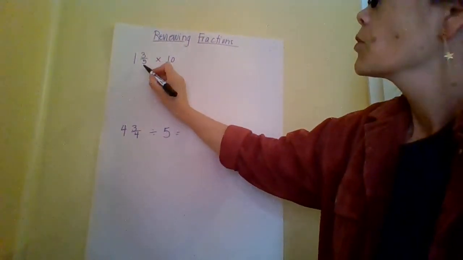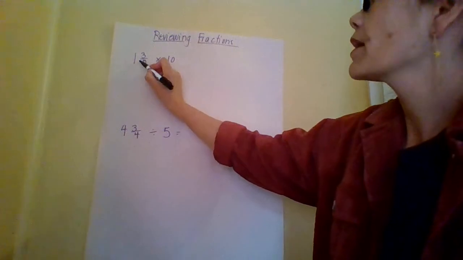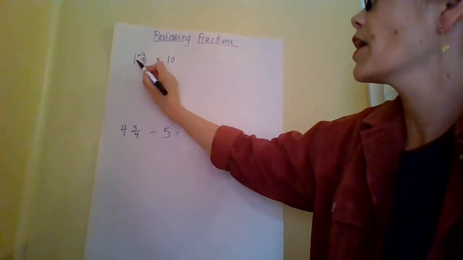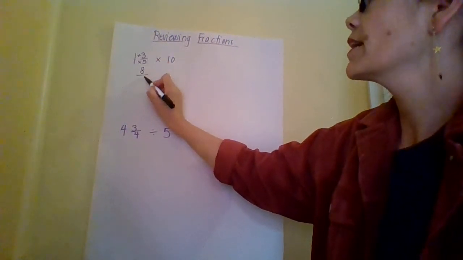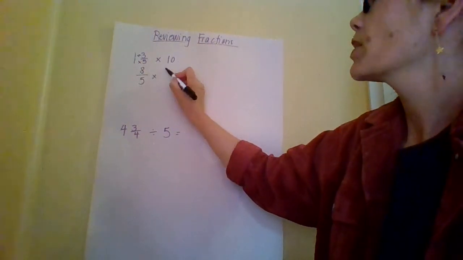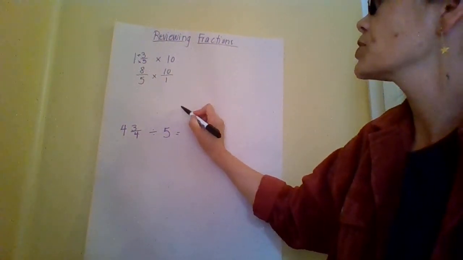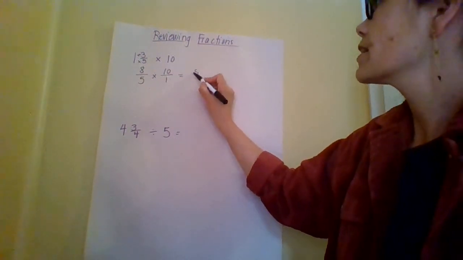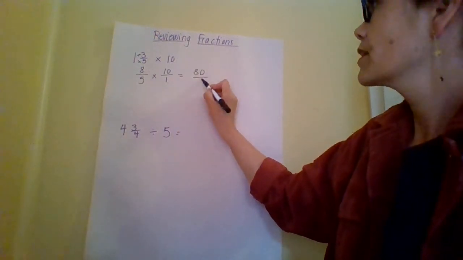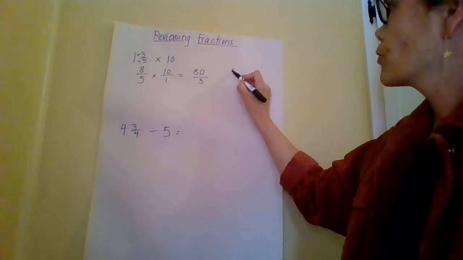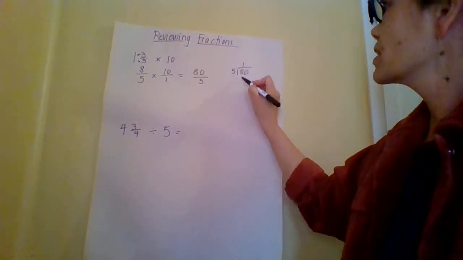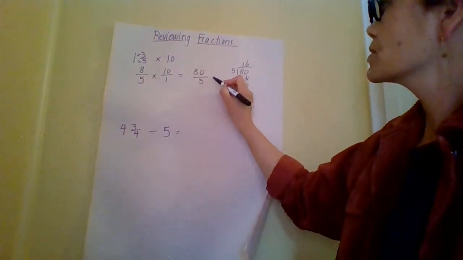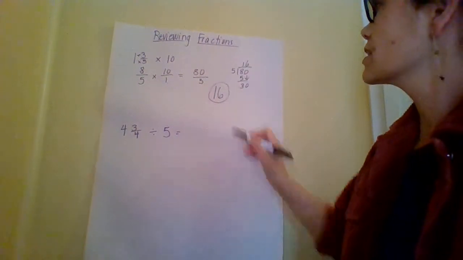So here, remember, with multiplication, we need to make an improper fraction. So 5 times 1 is 5, plus 3 more is 8 fifths times, and then we have to take that 10 and make it into a fraction, so we put it over 1. Now we can say 8 times 10 is 80. 5 times 1 is 5. Now we have an improper fraction, so we divide. 5 goes into 80 16 times. So the answer here is 16.